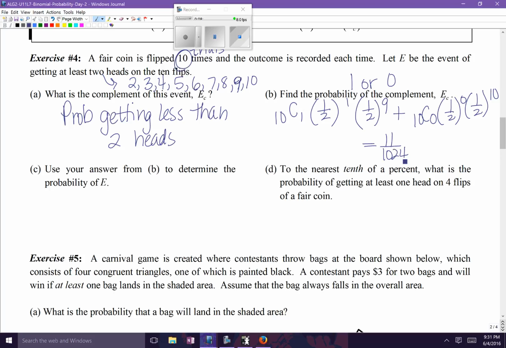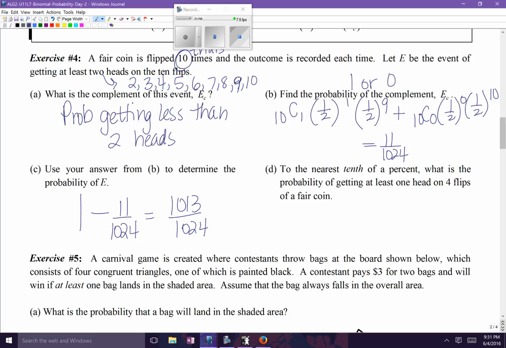Use your answer from B to determine the probability of E. So this is where we were saying before, we're going to take it from the opposite direction. Instead of calculating 2, 3, 4, 5, 6, 7, 8, 9, 10, we're going to calculate the not part, and then 1 minus 11 over 1024. You get 1013 out of 1024.